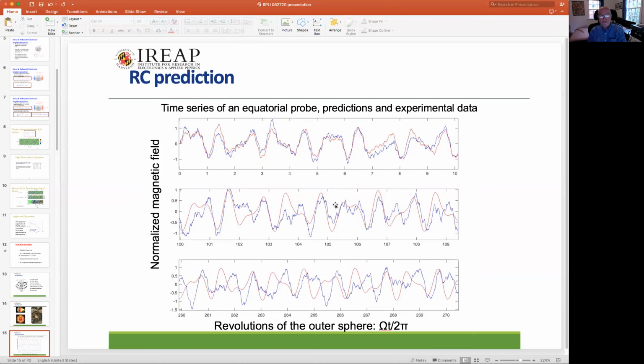So the top panel shows the first 10 rotations. The middle panel then is rotations 100 through 109, where you can see that the reservoir is still predicting the waves in the system, the large scale MHD waves, but has stopped accurately predicting the small scale turbulence as it did in the top panel. And then in the bottom panel, rotations 260 through 270, the waves are still present in the reservoir computer prediction, but they've become out of phase with the experimental data.